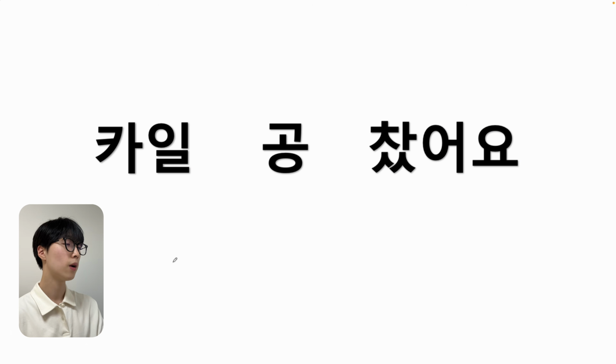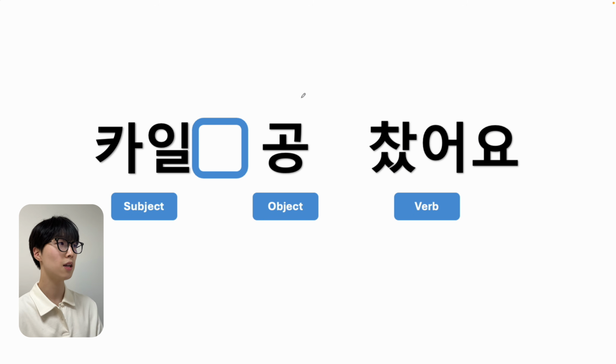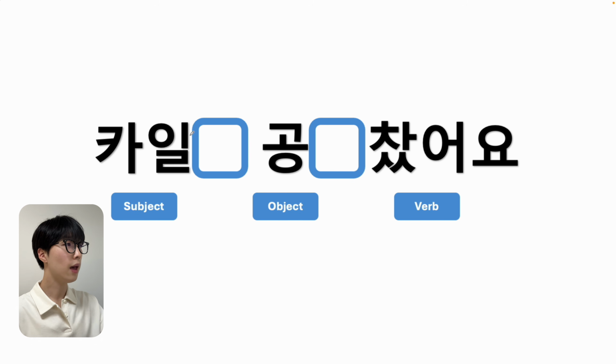To understand particles better, let's go back to our sentence. 칼, 공, 찼어요. Remember, right now it's subject, the one who's doing the action of kicking, and then we have object as 공, or the ball, because it is receiving the action of the verb, so it's receiving the kicking. And then we have the verb. But then from here, we actually need a particle for the subject and a particle for the object. And let's look at what the subject is first.